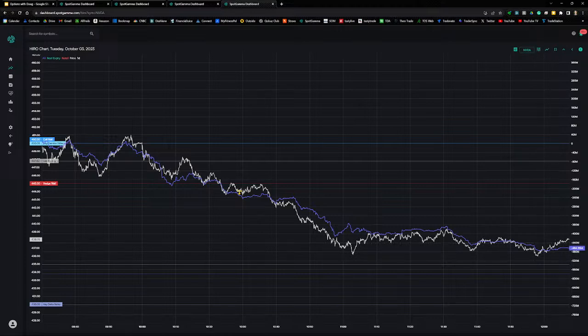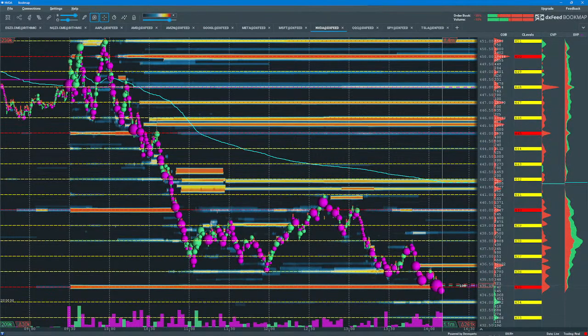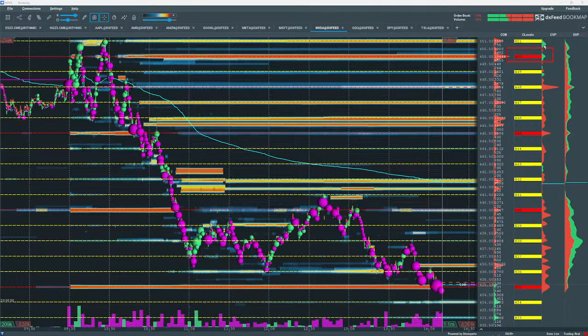Go take a look at Bookmap. Again, remember 450 is the call wall, key gamma strike. Price makes a double top, actually goes just above that level. But on this second test, let me zoom in on this.